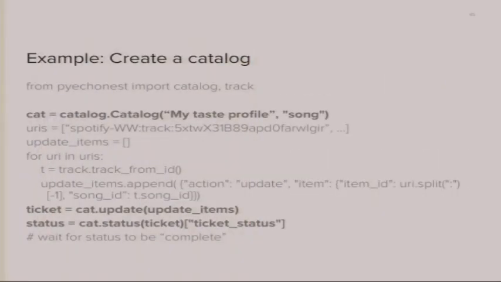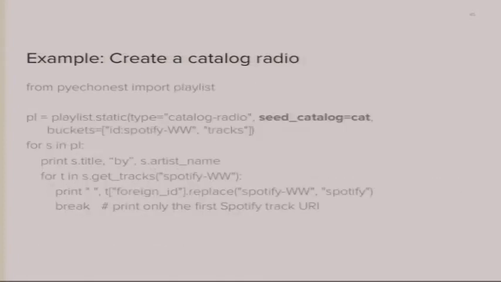Here's the example for catalog creation. With a list of Spotify track URIs, just create the list and put it into the update method. That will give you a ticket that you can check. This update might take a while. For me, it was always updated immediately when I tried this, but you can wait on the update to be completed, and then you can use that.